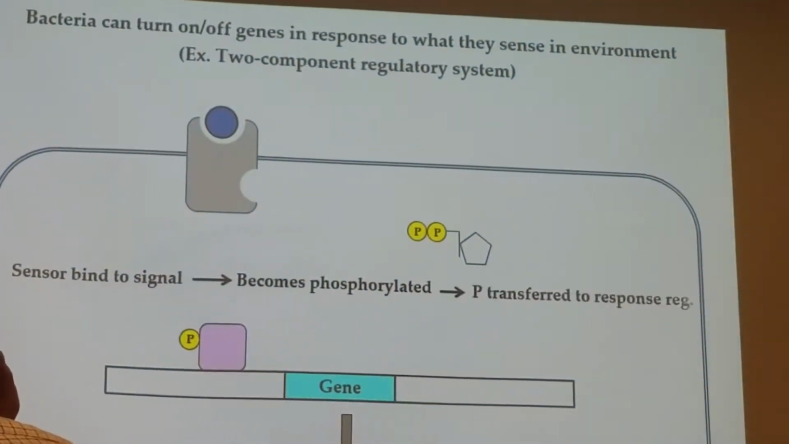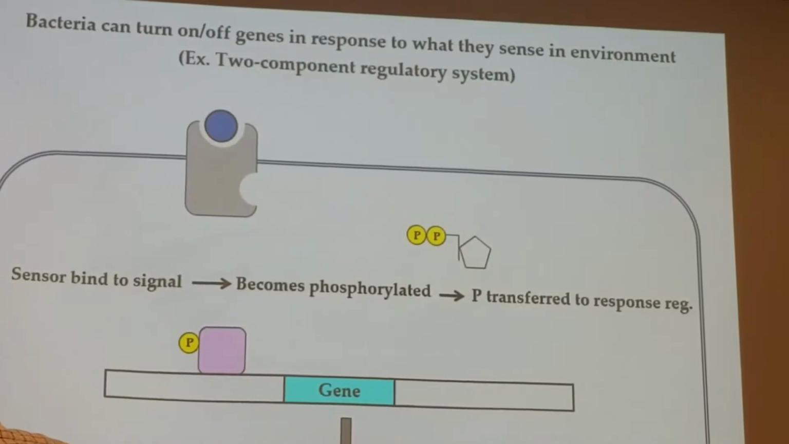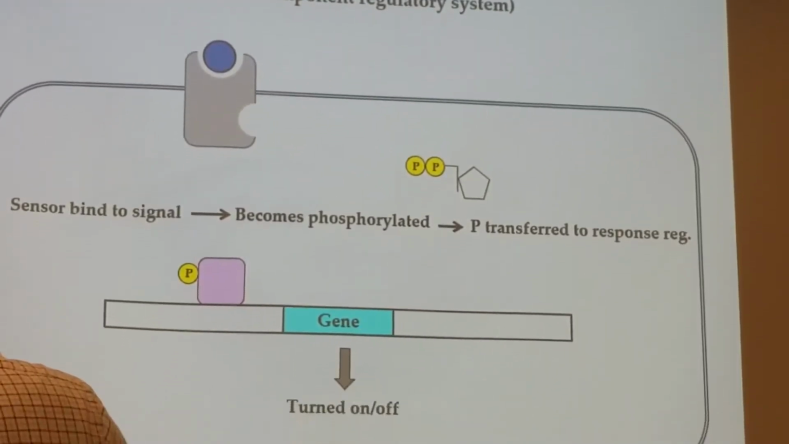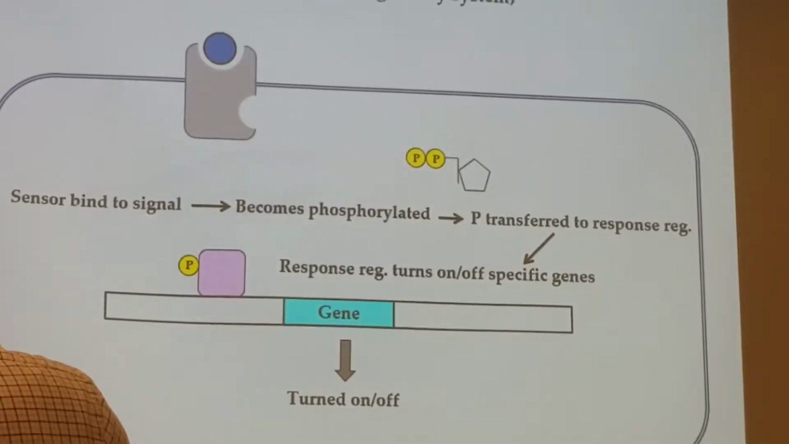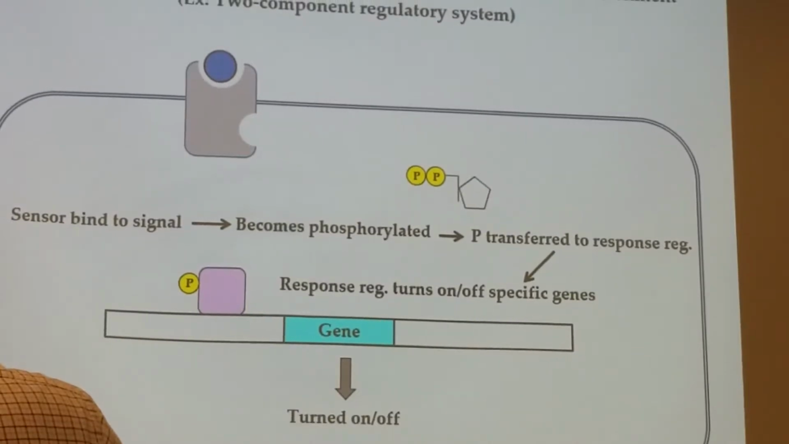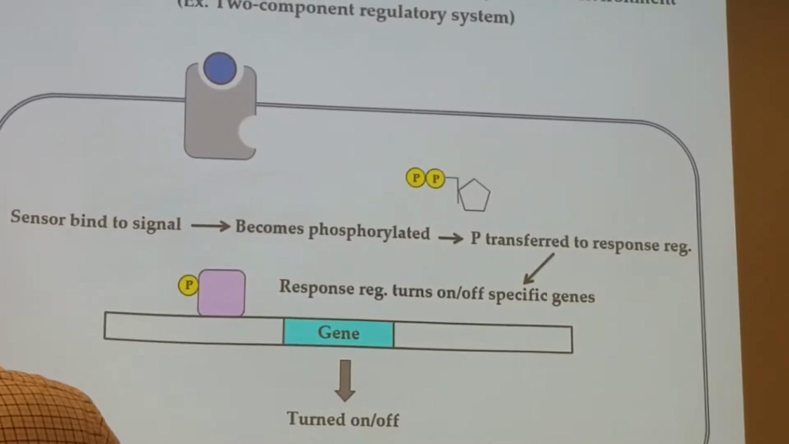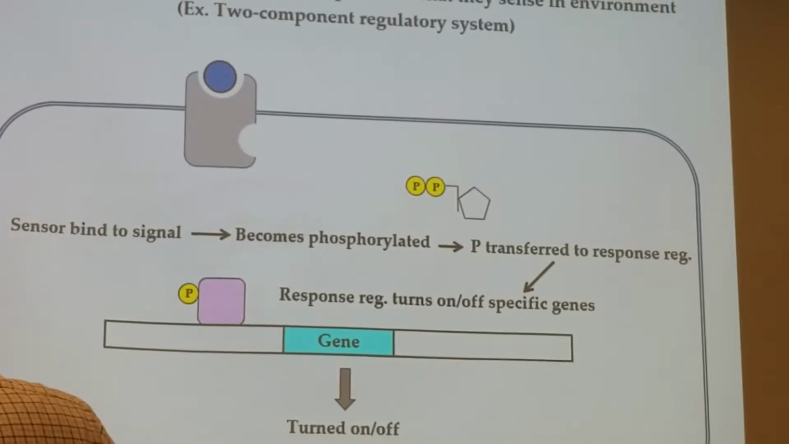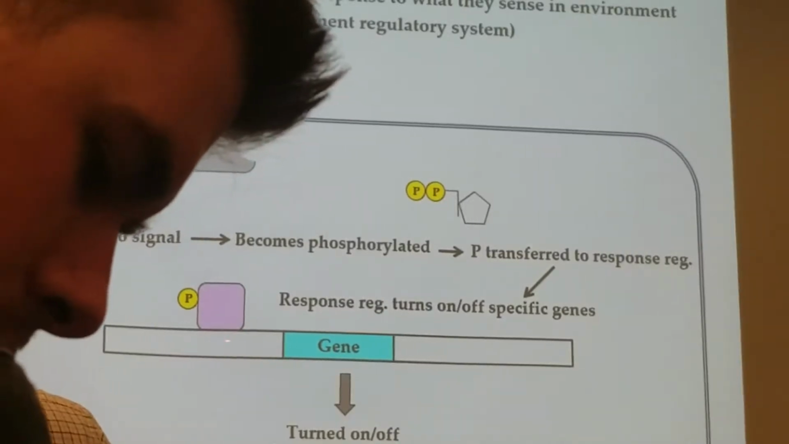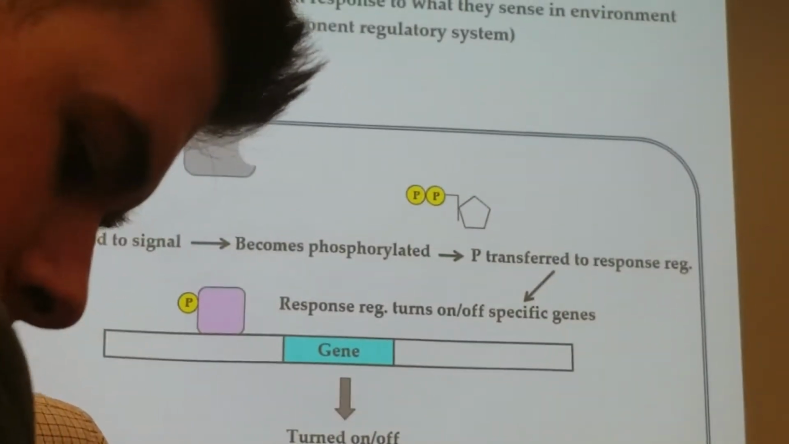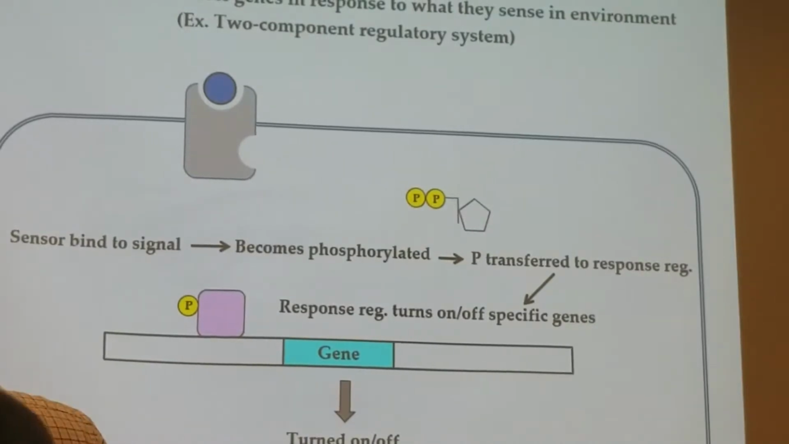That phosphate group then ends up getting transferred to the response regulator, the pink thing in the picture. Once that has a phosphate group on it, it can then attach to the DNA, which then causes a gene to get turned on or off. Where does it attach? Just upstream of a gene. I don't think there's a specific name for the region where it attaches, because it depends on the kind of response regulator it is, but it's just upstream of the gene.